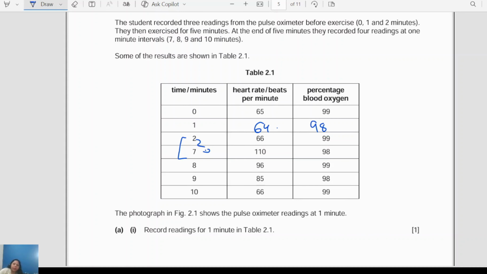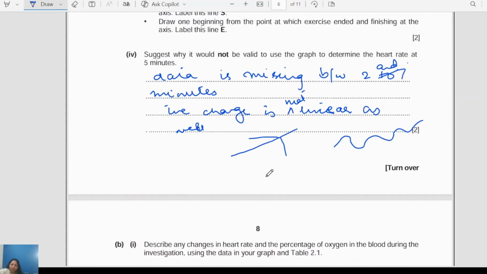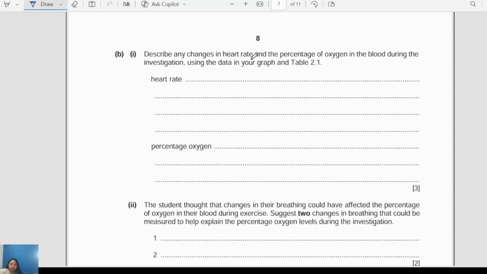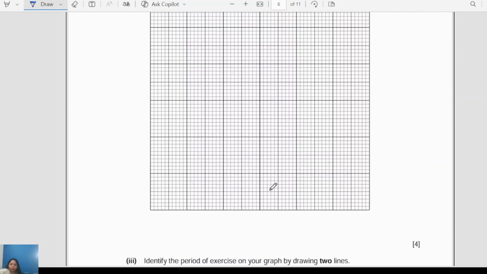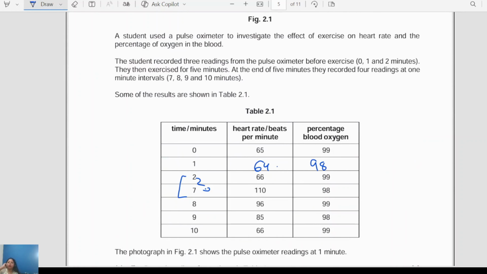Now let's go to the question again. Let's read it completely. Let's move to the values. So the oxygen doesn't change as much. There is lesser change in the percentage blood oxygen, while in the first 7 minutes the heartbeat increases and then decreases after the 7 minutes. So this would give you 3 marks. Increases till 7 minutes and decreases after that.